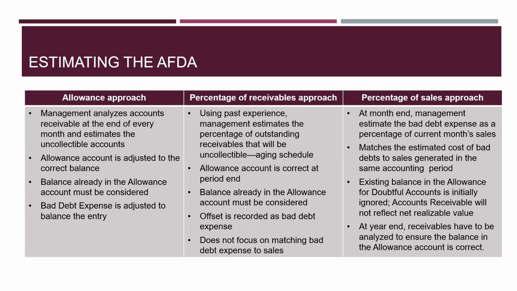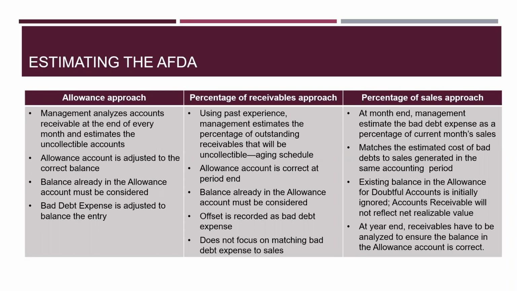One of the simplest methods here is the percent of sales approach. Here the company looks at their sales in a period, say for example, a month. They would have an estimated percent of uncollectible, let's say 3% of the sales are not collected. So the total amount of sales in that month multiplied by the uncollectible percent is your uncollectible amount.